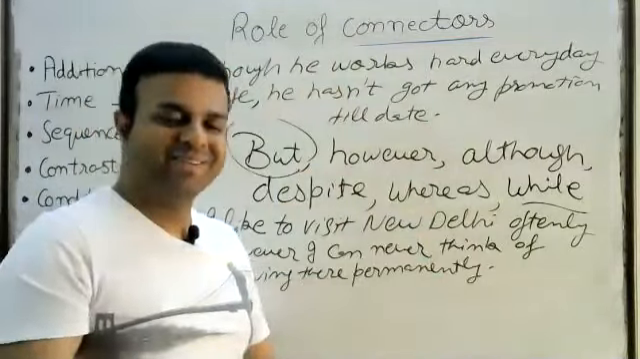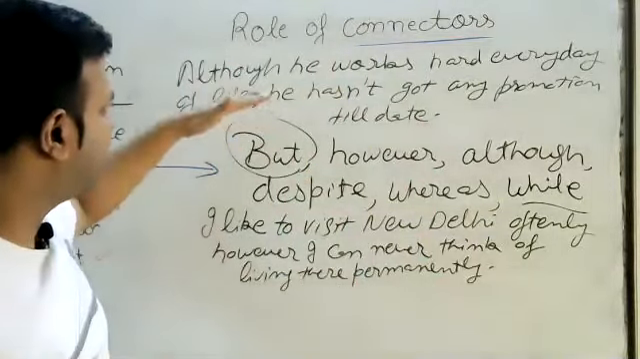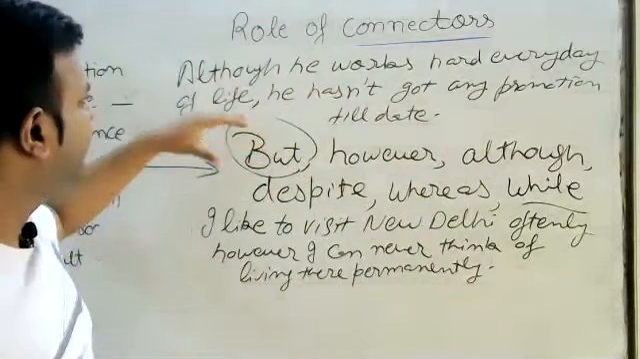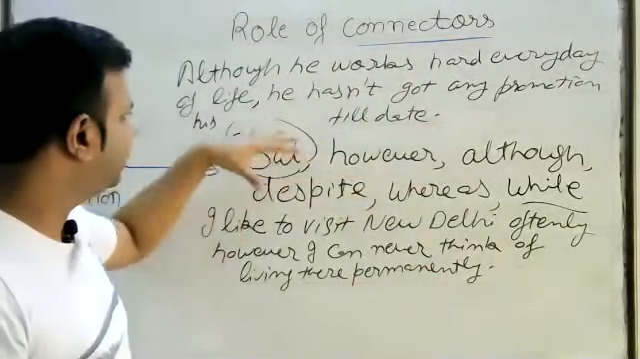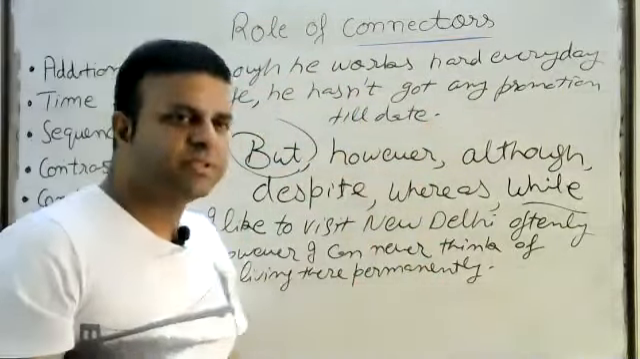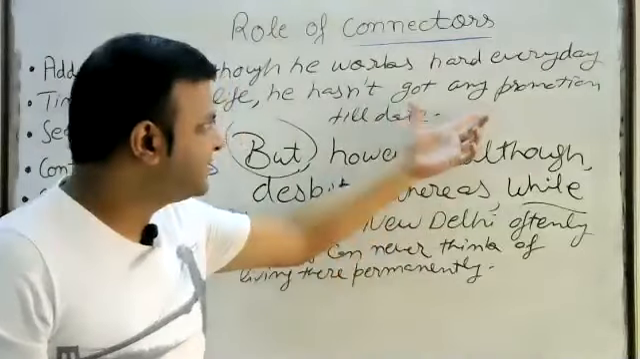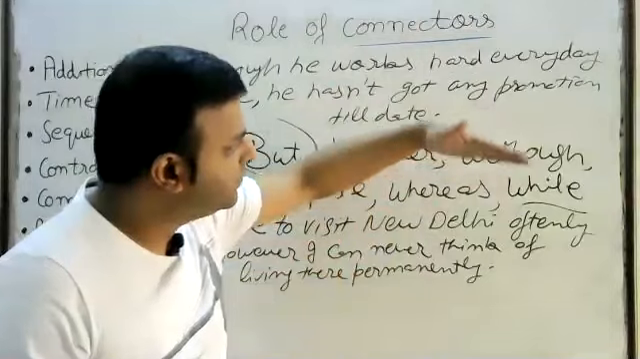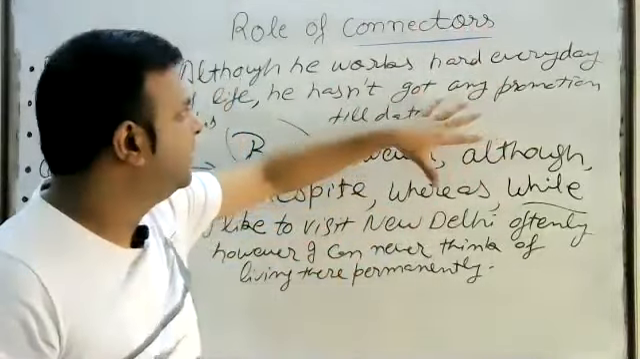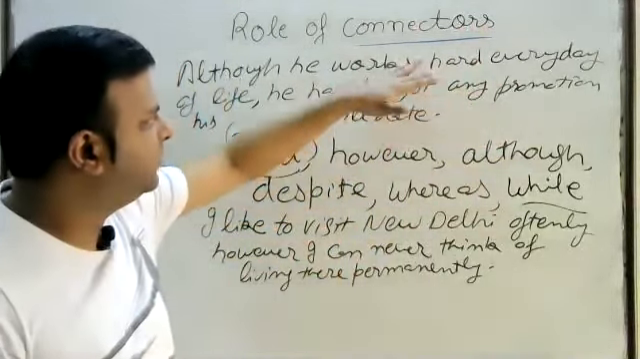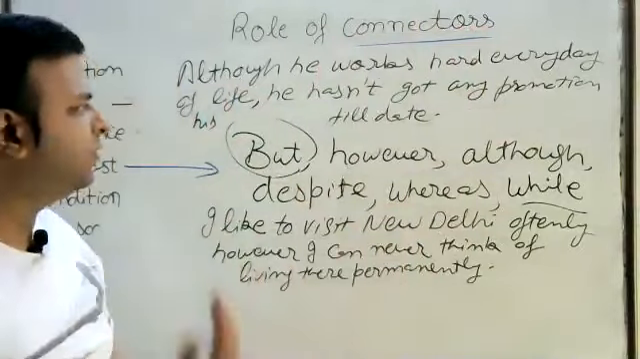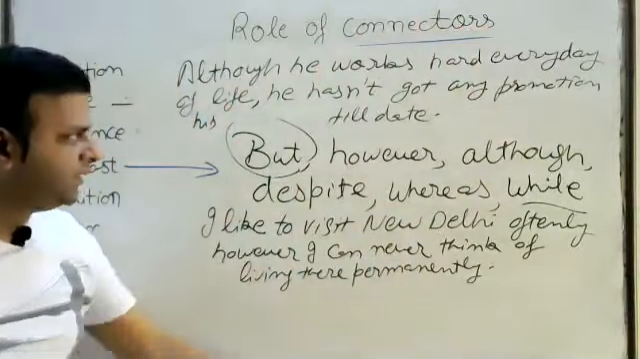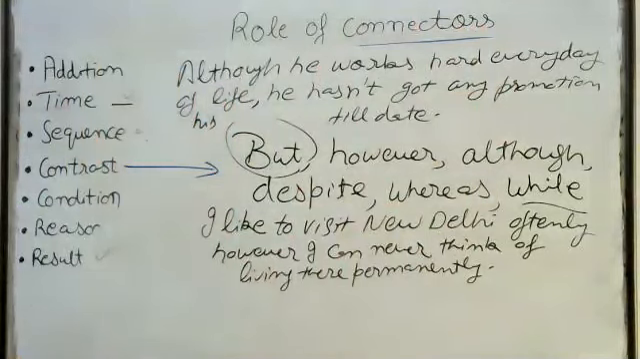Right? It doesn't sound that good. So just lower your speech here, lower your tone. Right? Although he works hard every day of his life, he hasn't got any promotion till then. Right? This sentence definitely sounds better when you increase your volume a little bit and you get a high pitch over here, just vary your tone accordingly. Right? That's the effective method of using although.